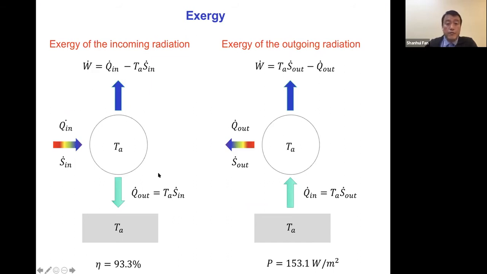Similarly, by reverting some of the arrows here, one can derive the exergy, or the extractable energy, from outgoing thermal radiation, to give you a number that's about 150 watts per meter squared for ambient of 300 Kelvin radiating to a 3 Kelvin background.